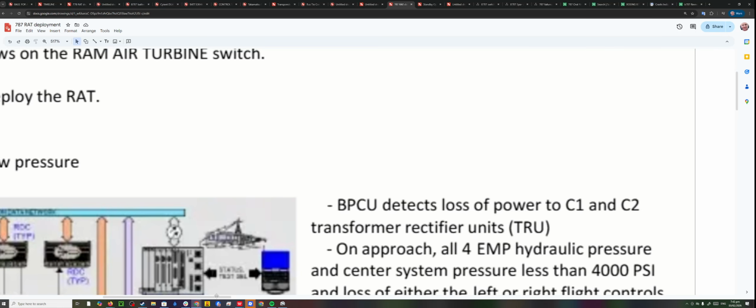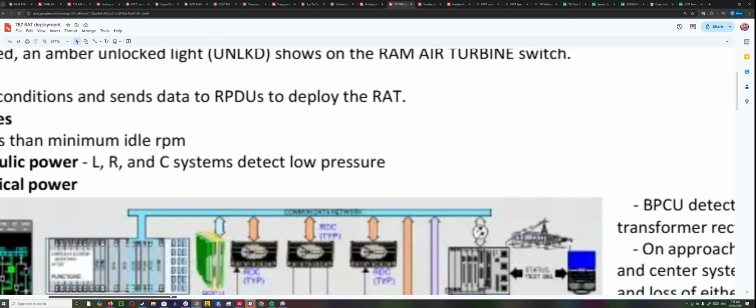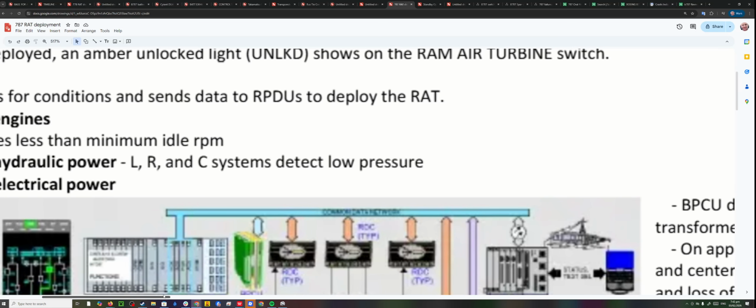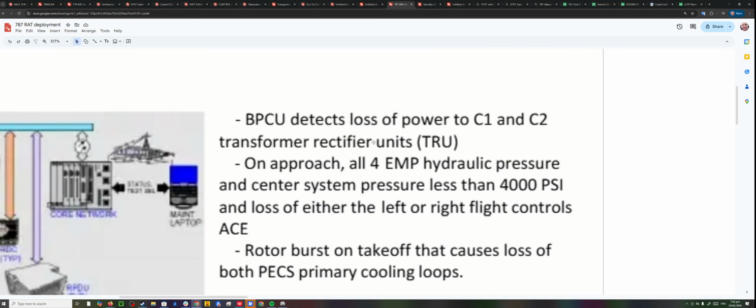You've got 1, 2, 3. Let's just remember that. 1 is engines below minimum idle RPM. 2 is all the hydraulics under 2000 psi. That's the limit. And 3 is loss of the instrument buses. Just think of it like that.